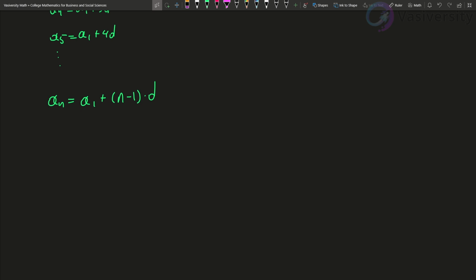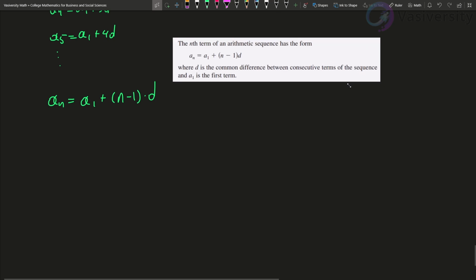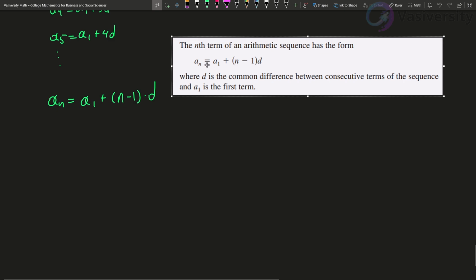Perfect. So now I'll write it down neatly here on the side. The nth term of the arithmetic sequence has the following form: a sub n is equal to a sub 1 plus n minus 1 times d, where d is the common difference between consecutive terms of the sequence, and a sub 1 is the very first term. Okay, perfect. So that also is very helpful for the recursive formulas.